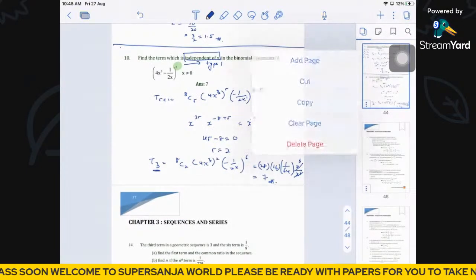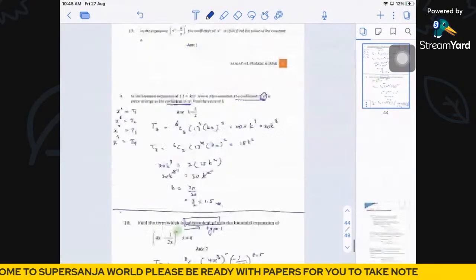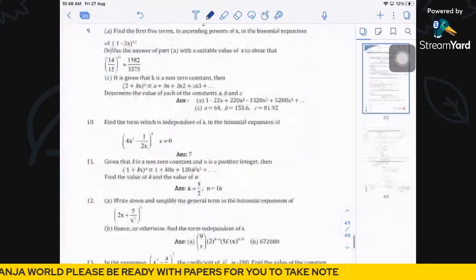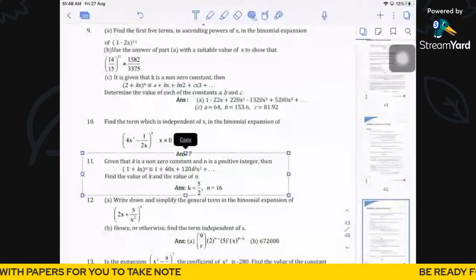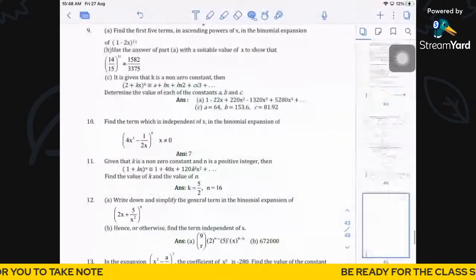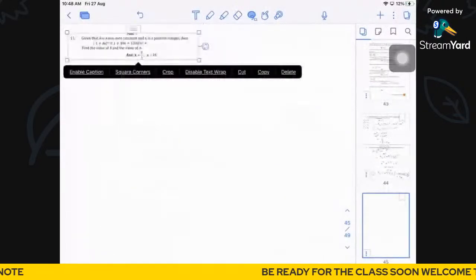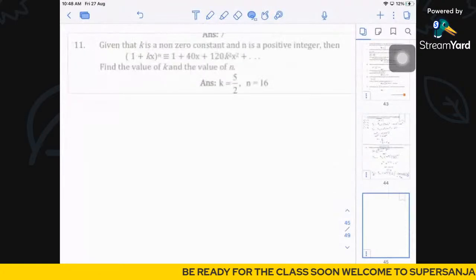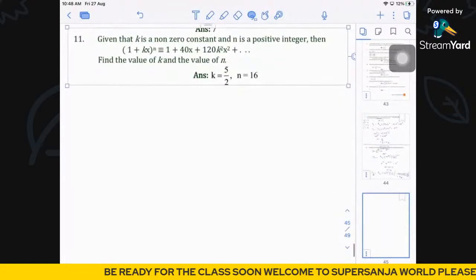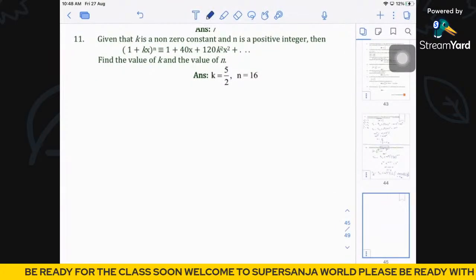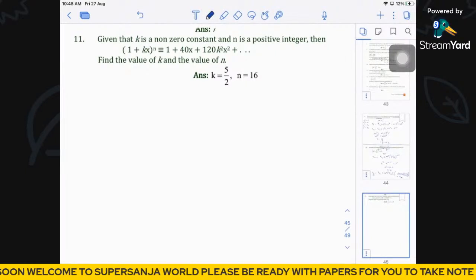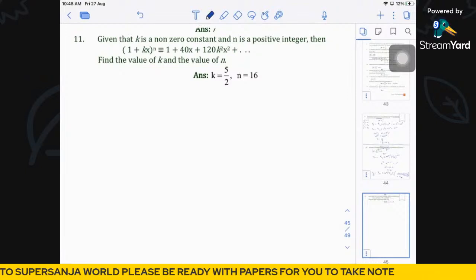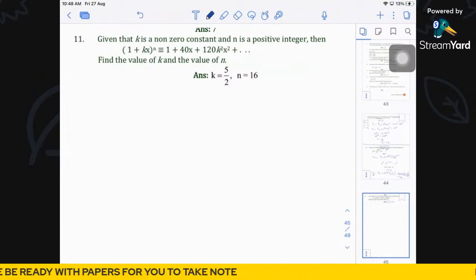Now let's look at another more interesting question. This one I have never done before, so we try to do it together. This is a little bit more interesting. Maybe this will give you a little idea of how this thing is going. Now if you look over here, (1 plus kx) power of n, you do not know what n is. n is just a positive integer. You do not know more than that, yes or not?